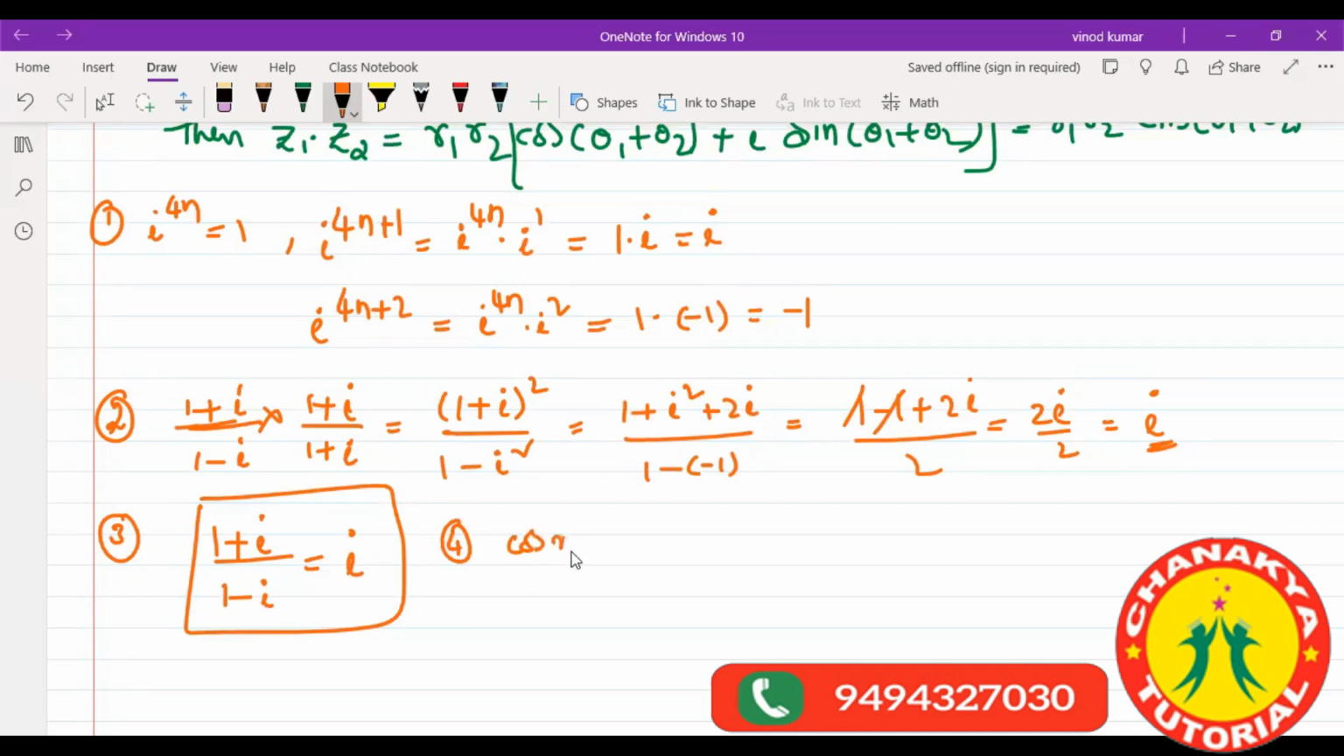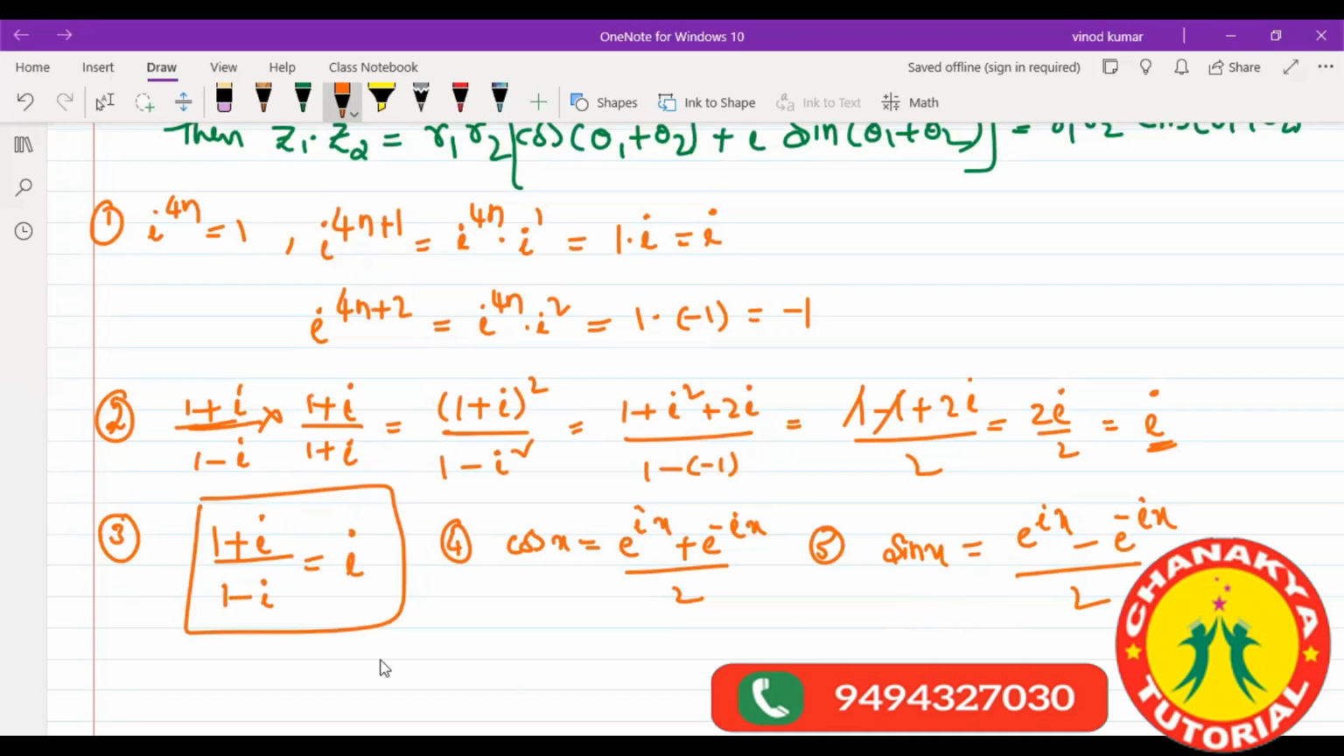Next, cos x can be written as e to the power of ix plus e to the power of minus ix by 2. E to the power of ix means cos x plus i sin x. E to the power of minus ix means cos x minus i sin x. Plus i sin x and minus i sin x cancel, then we get 2 cos x, 2 cancels, and we get cos x. And sin x we also write as e to the power of ix minus e to the power of minus ix by 2i.